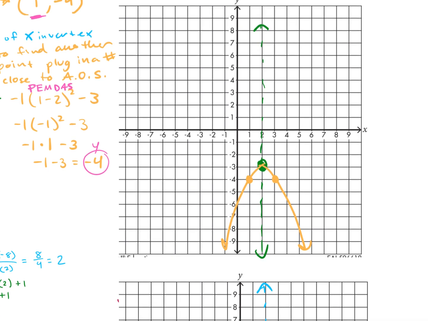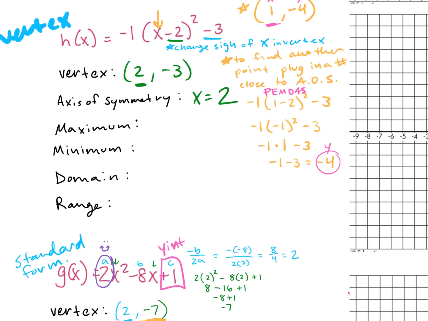All right, so now is our vertex at the highest point of our graph or the lowest point? The highest, so if it's at the highest, is it going to be a max or min? Maximum. So our maximum value is going to be what? -3. Perfect. It's always our y, the y in the vertex. You always use the same number from the vertex.